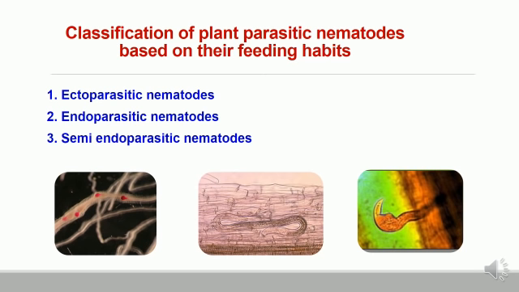These three forms of nematodes infest field crops, horticulture crops, ornamental crops, etc., and they cause yield loss of about 8 to 80%. Here, the first picture is a sedentary endoparasitic nematode, that is root knot nematode. The second picture is a migratory endoparasitic nematode. And the last picture is a semi-endoparasitic nematode.